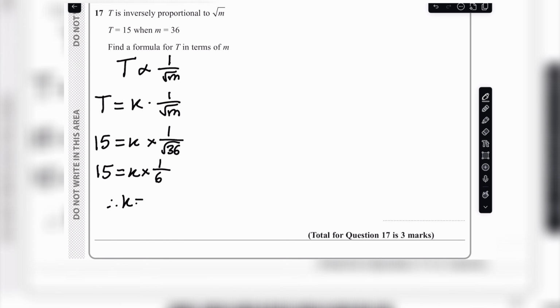And using the values of t and m, we can determine the value for k. So 15 equals k times 1 over the square root of 36. So 15 equals k times 1 over 6. Therefore, k equals 15 multiplied by 6, and that value is 90. And now that we have the value of k, we can substitute this into the equation for t. So t equals 90 times 1 over root m.